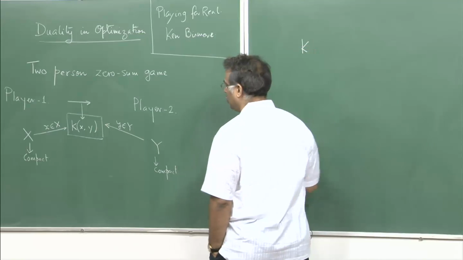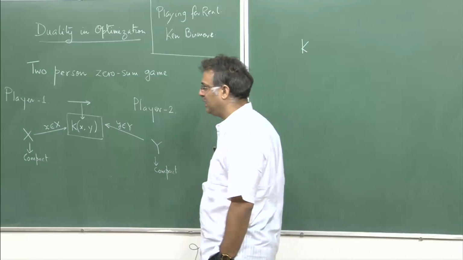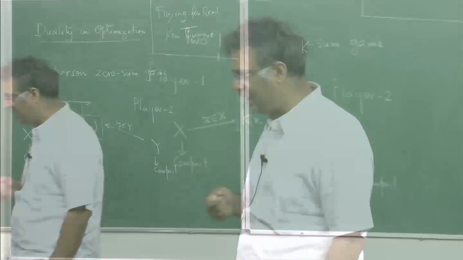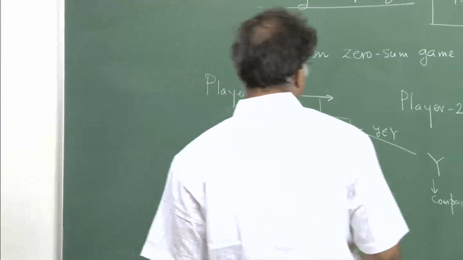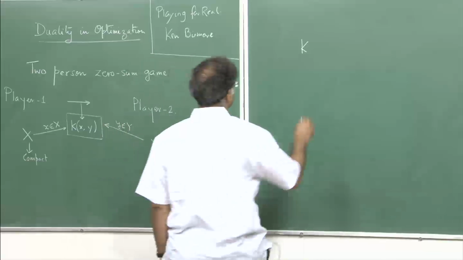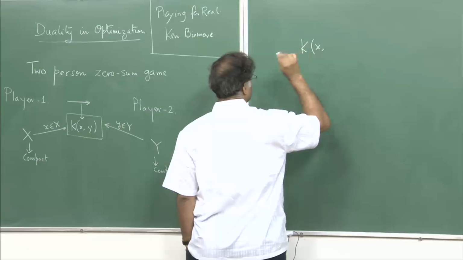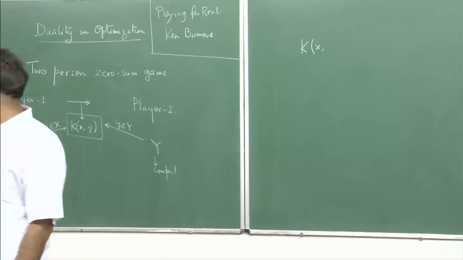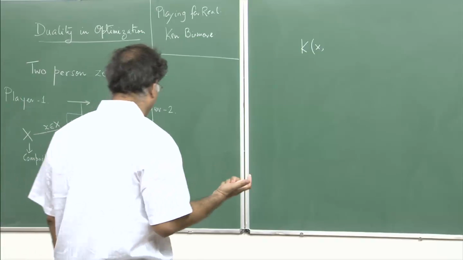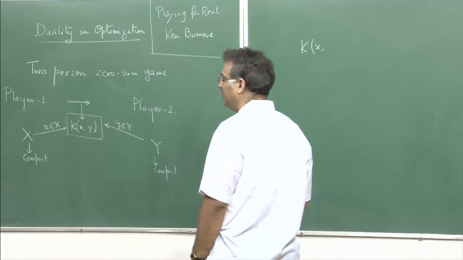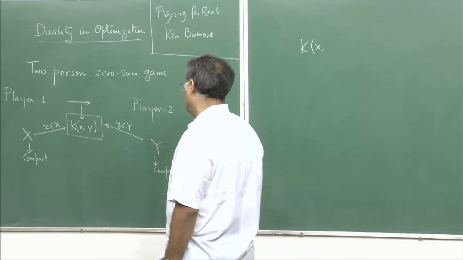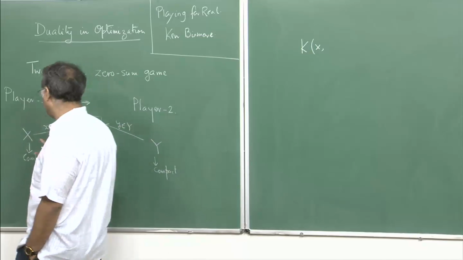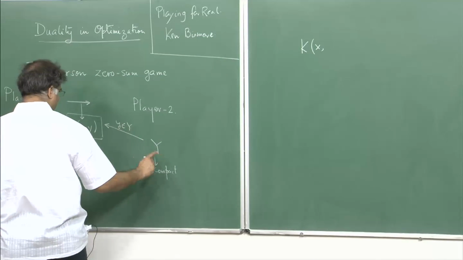So, he wants to know that if he plays strategy x, he has no idea what strategy from y would be played. The strategies are not revealed beforehand. So, for the time being, let us assume that both of them know their strategy sets.